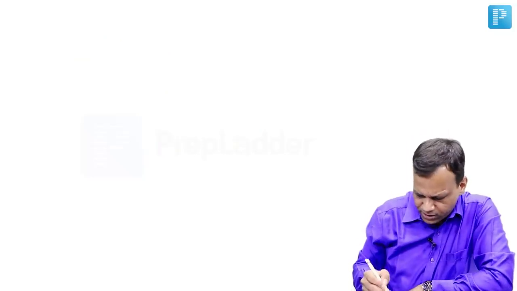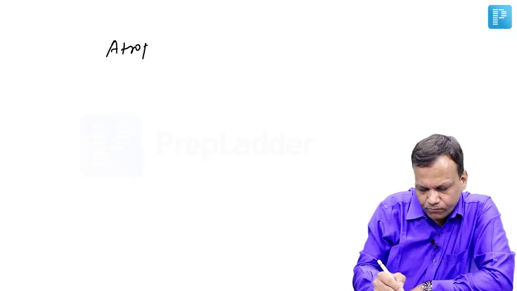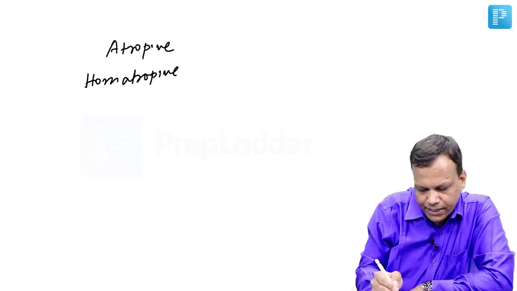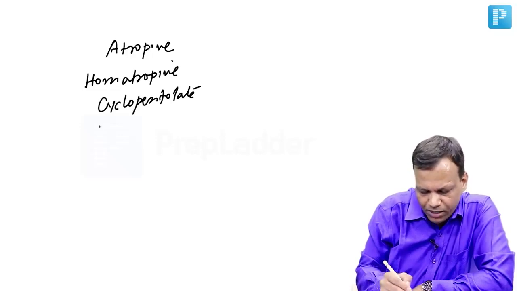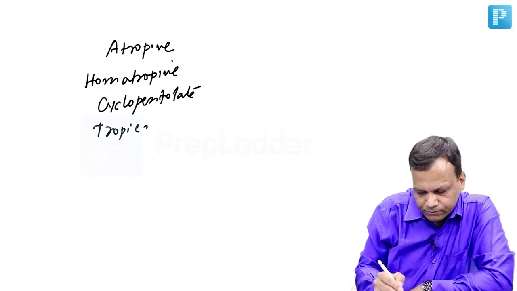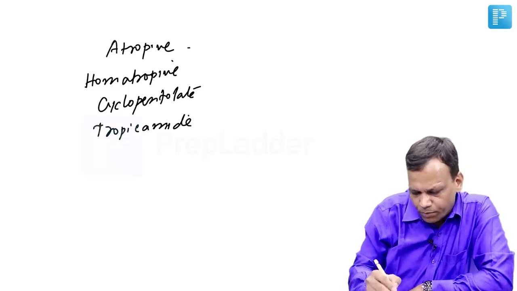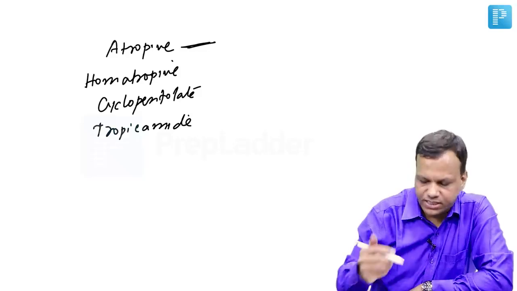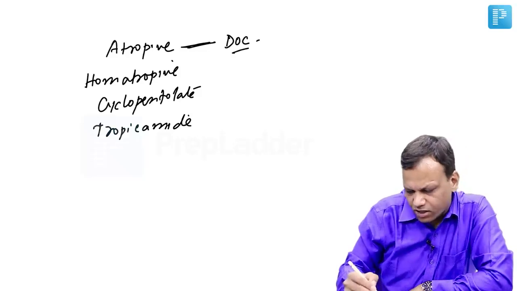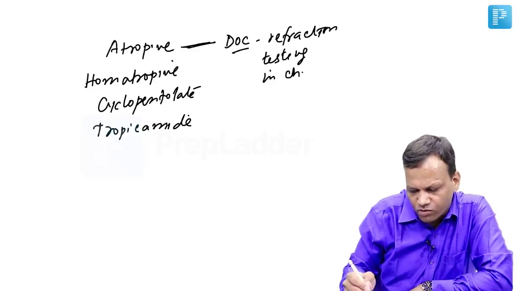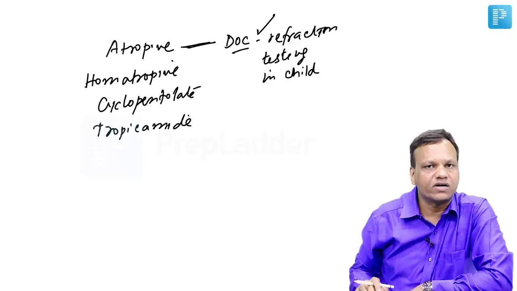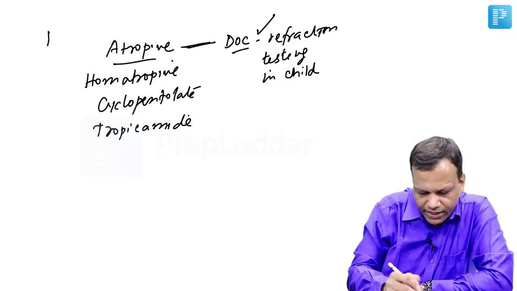We have 4 drugs causing this: atropine, homatropine, cyclopentolate, and tropicamide. Now, atropine is a very strong cycloplegic drug, so it is the drug of choice for refraction testing in children. Remember, in a child there is very strong tone of the ciliary muscle, so we have to use a strong drug, which is atropine, but it is very long acting in the eye.